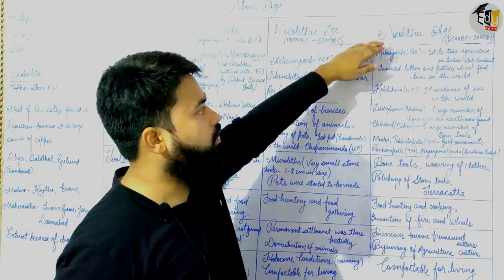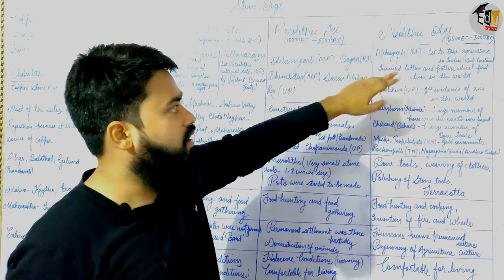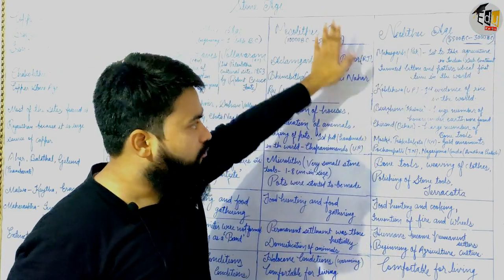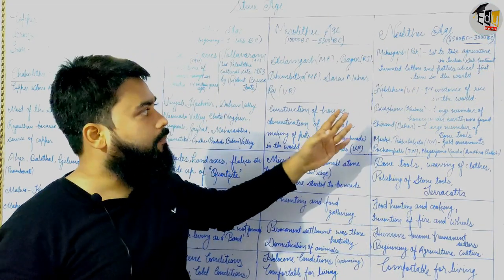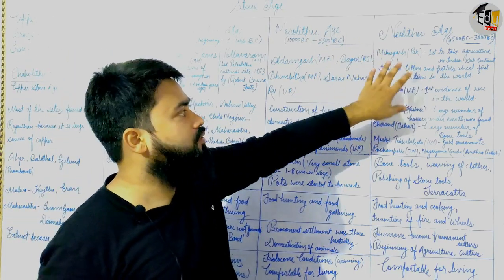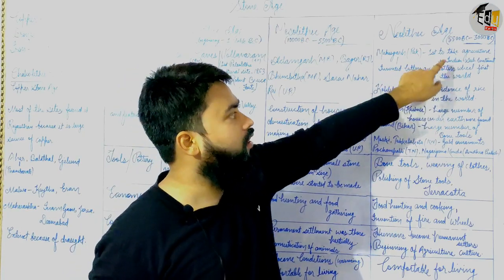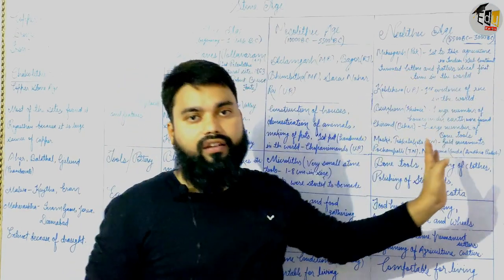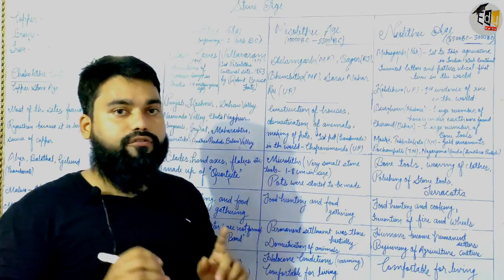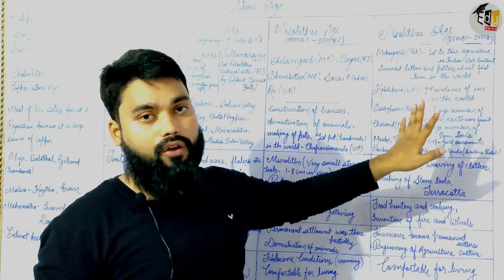Now we'll talk about the Neolithic age, that means the new stone age. The timeline of this age is from 5500 BC to 3000 BC. Now, if I talk about the location and the important sites of this particular age, then the biggest site was found in Mehrgarh, that is in Pakistan. It was the first site where agriculture was taken up in the Indian subcontinent. That means it was the site where the first agriculture was done in Indian subcontinent.